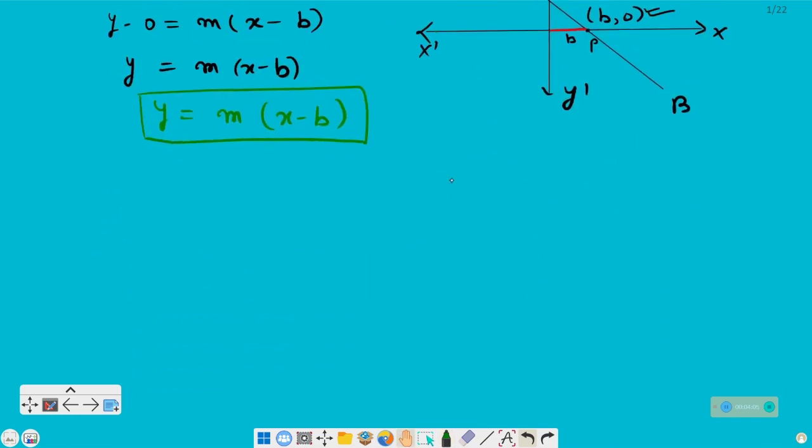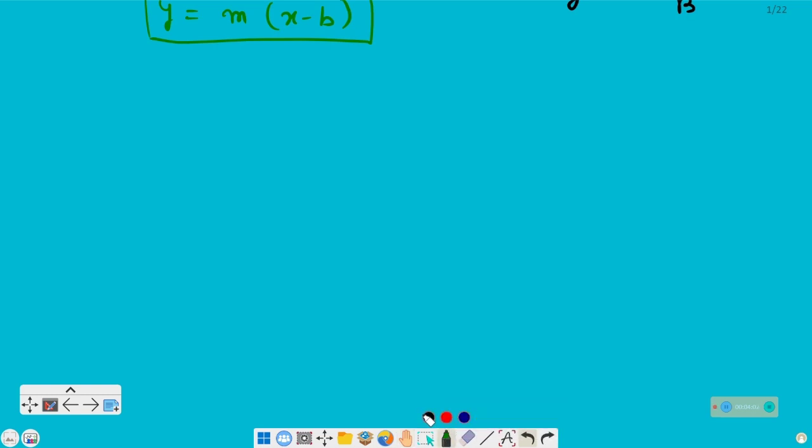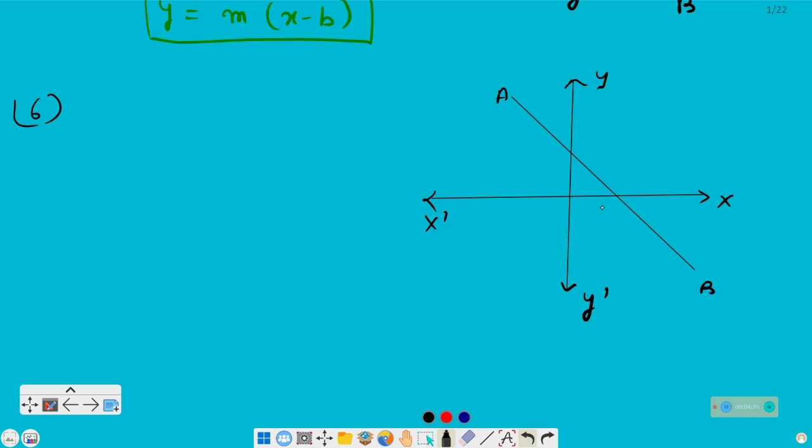Last form, if slope is not known but both intercepts are given, if x intercept is a and y intercept is b, then the equation of AB will be x upon a plus y upon b is equal to 1. अब इन सारे फॉर्मूले को आप लर्न कर लीजिए.